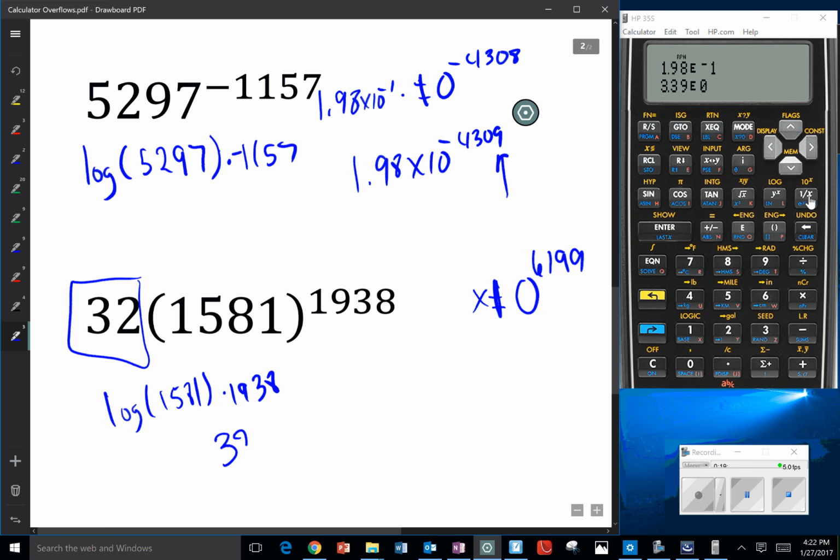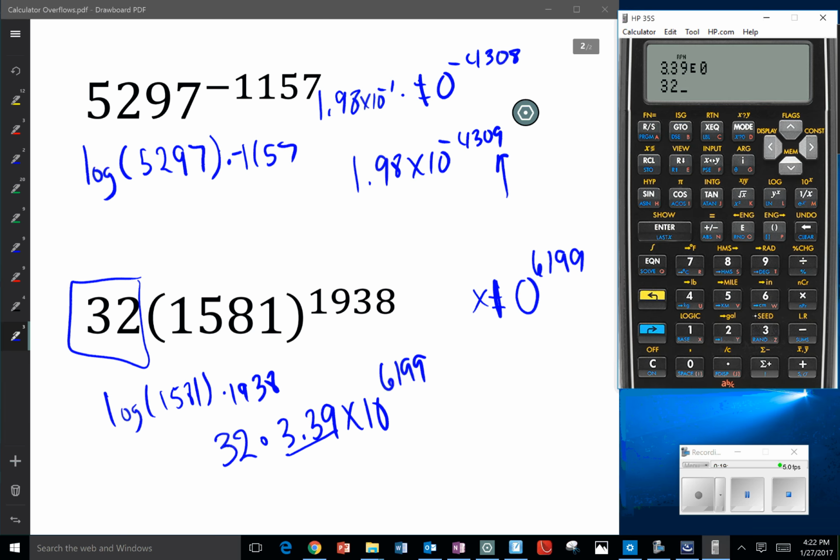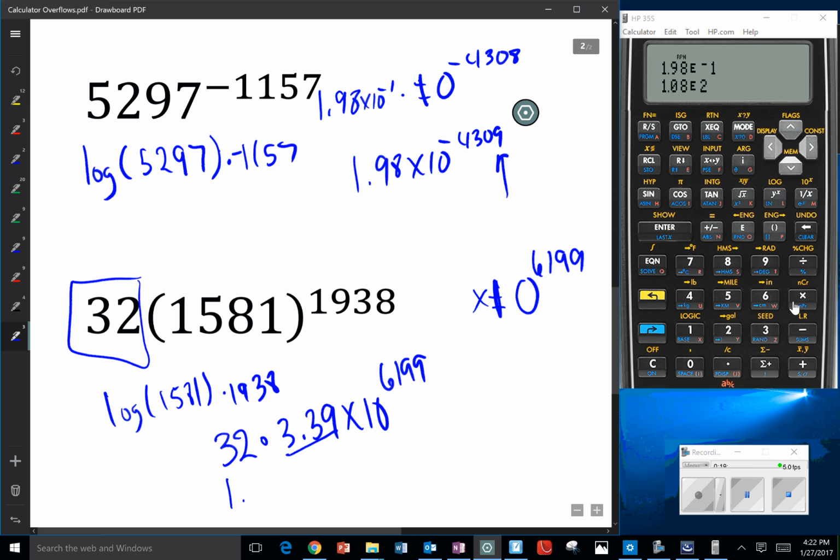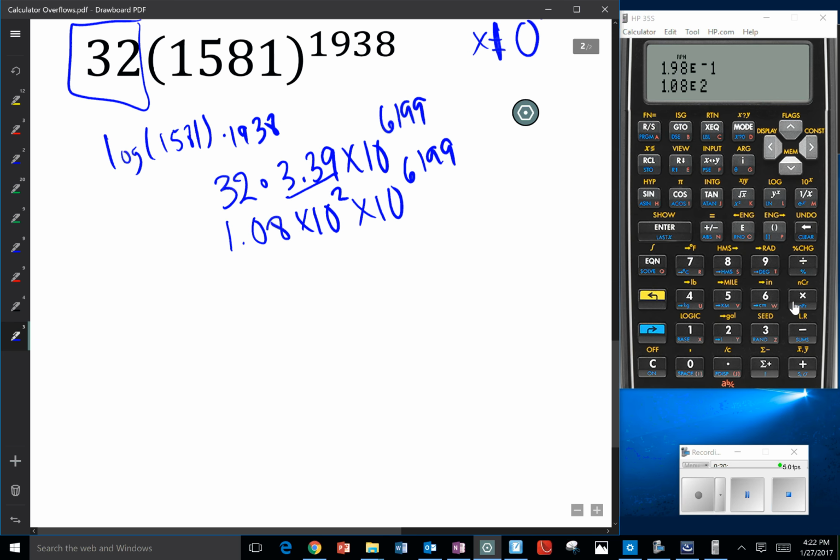All right, now here's the new part. Now I'm down to 32 times 3.39 times 10 to the 6199 power. All right, so I'm going to multiply. Here's the next step. I'm going to multiply the 3.39 times the 32, and I get this new number. I get 1.08 times 10 to the second times 10 to the 6199. All right? So I get that new number.